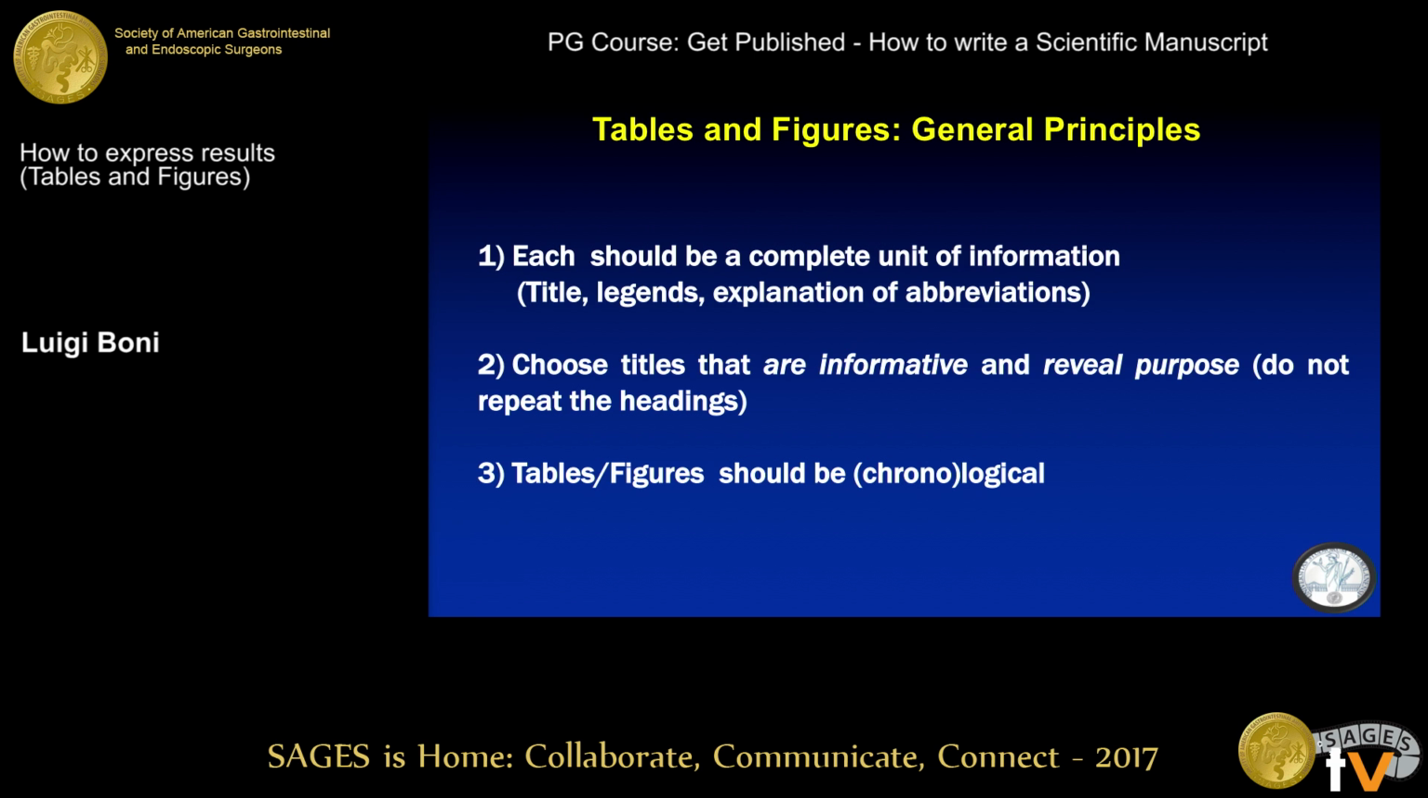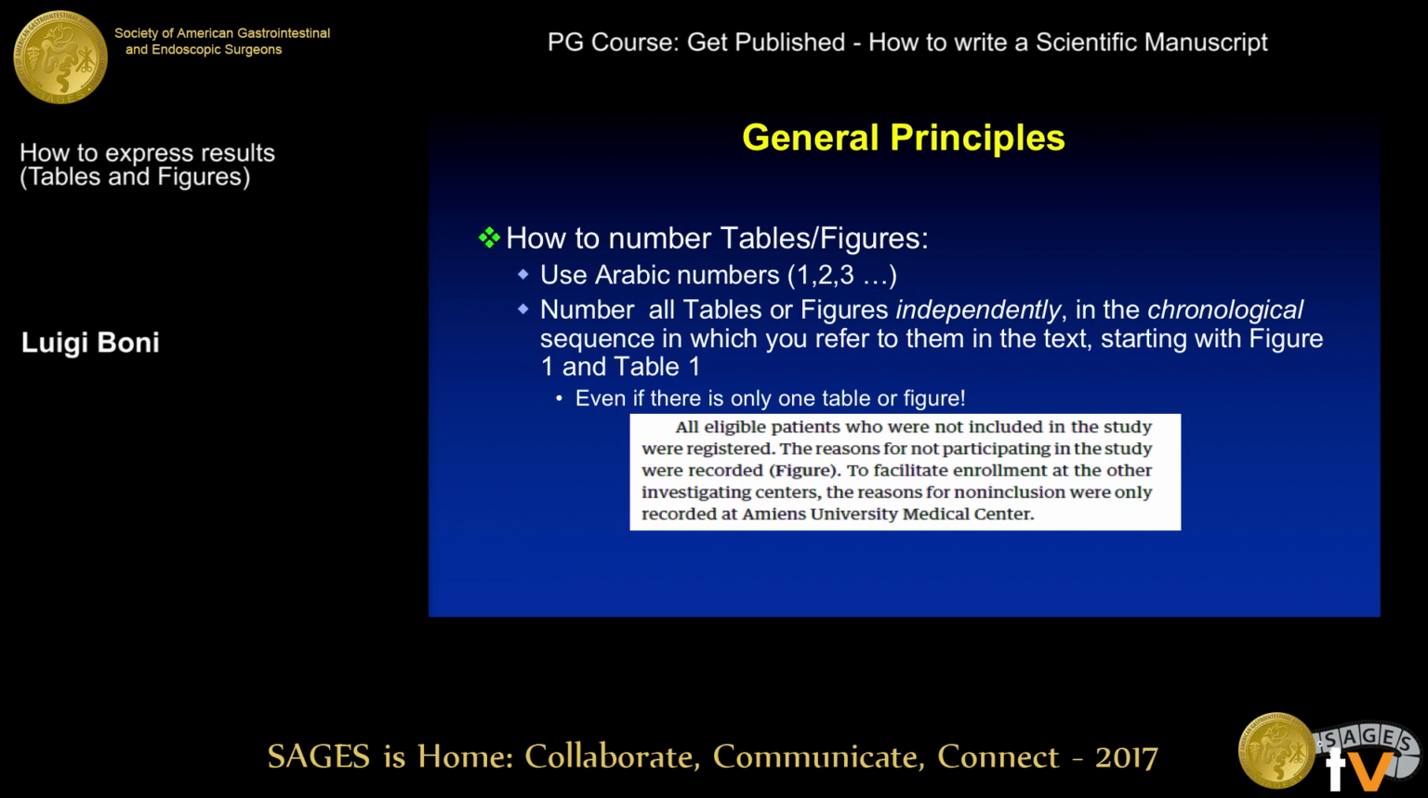And it's important that you put tables and figures in a chronological and also logical way within the text. You never want to quote a table and the table be 3 pages ahead, because that will be misleading for the reader. How do you number tables and figures? Usually most journals require Arabic numbers, and tables and figures have to be completely independent from each other, and they have to be in a chronological sequence within the text.